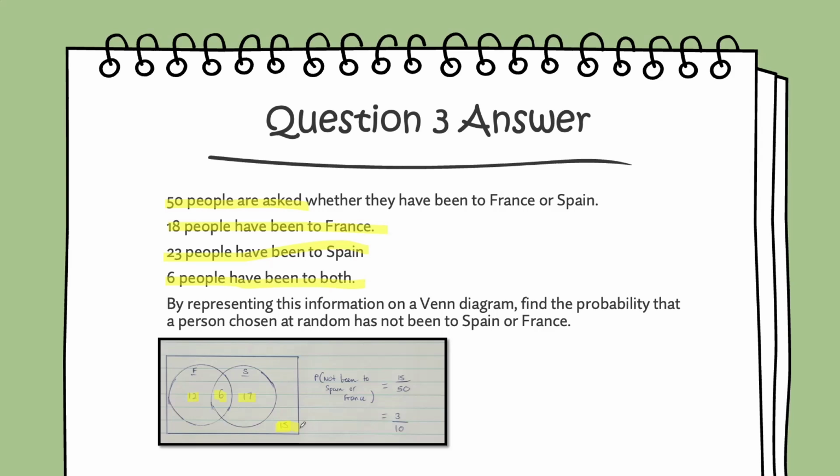Now, using that information, the probability that a person has not been to Spain or France is just 15 over the total number of people, just 50. If you simplify that, we get 3/10 as our answer. It's a bit more of a complex question in the sense that we've got to create the Venn diagram from scratch. But as I've said before, the easiest way to do it is figure out that part in the middle, and then you can work backwards from there, and it becomes more straightforward.